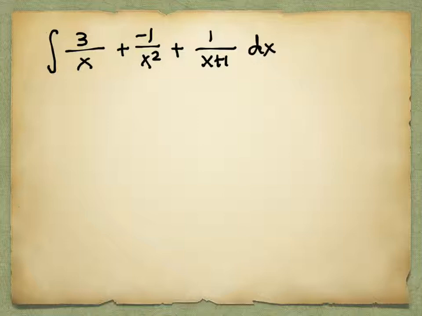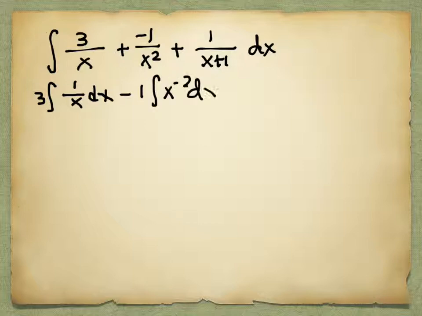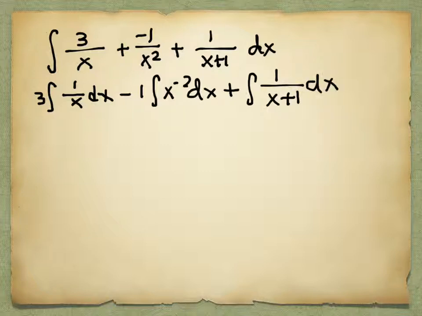All right, I'm going to do one rewrite of this. This is 3 times the integral of 1 over x dx. You don't have to do this rewrite, but just in case anybody needs to see it, -1 times the integral of x to the -2 dx plus the integral of 1 over x plus 1 dx. All right, so what's the integral of 1 over x? Natural log of the absolute value of x. Good. And I've got this -1.